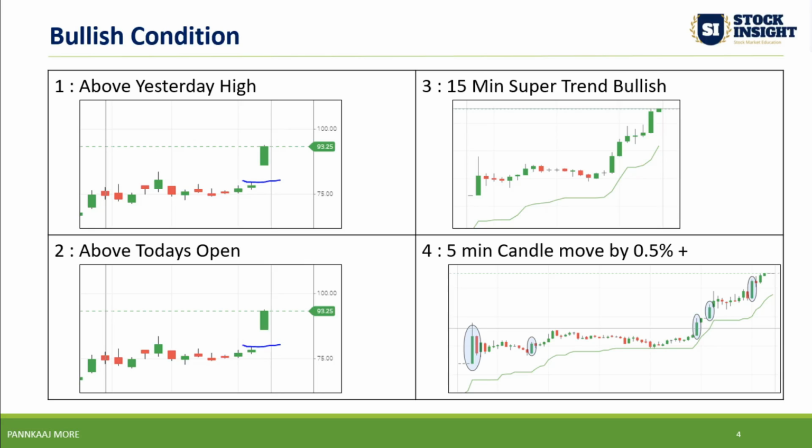Let's check one example here for the bullish condition. The first condition is the stock should be above yesterday's high. As we can see here, it is trading above yesterday's high, it has opened gap up. Then the second condition is it should be above today's open, and it is. Today's open is here and the stock is above that at this particular point. This filter is important, because many times it happens that the stock opens here and starts coming down. So though it is above yesterday's high, it is bearish today, so it should be above today's open. This is the second condition.